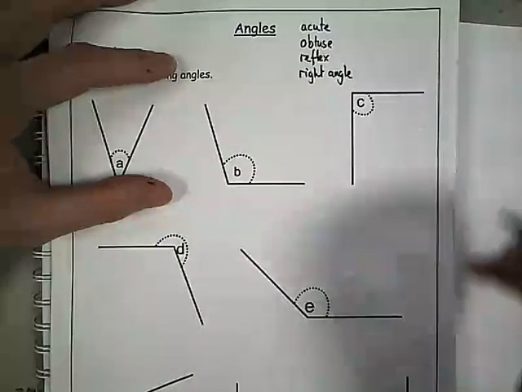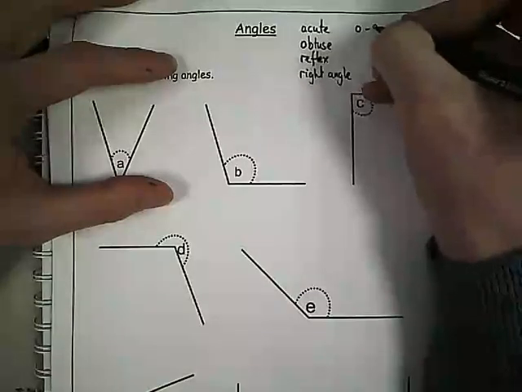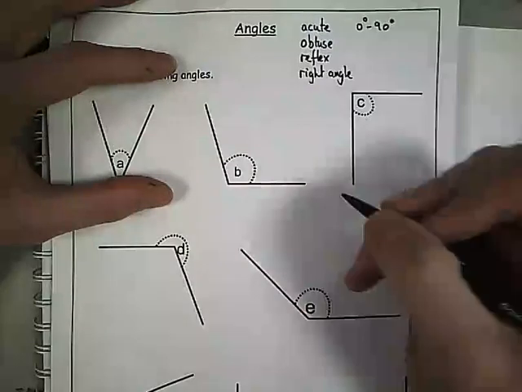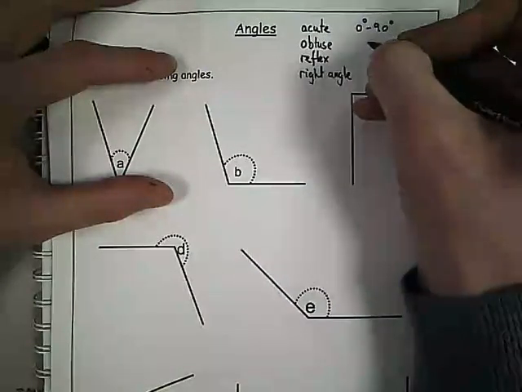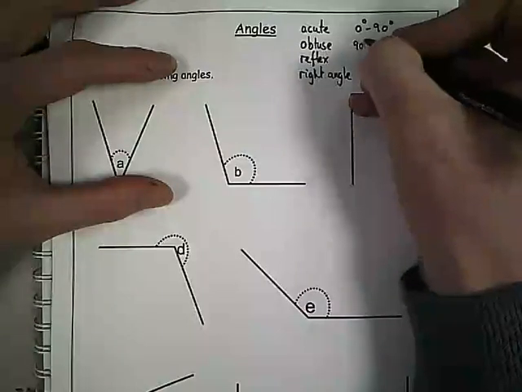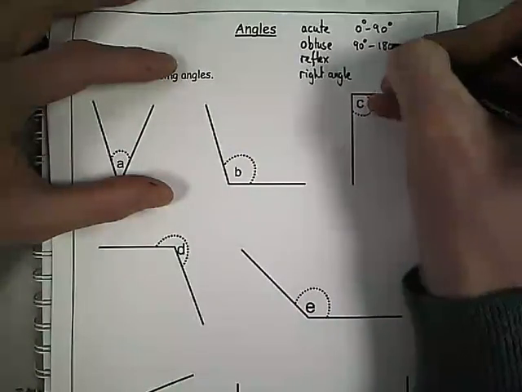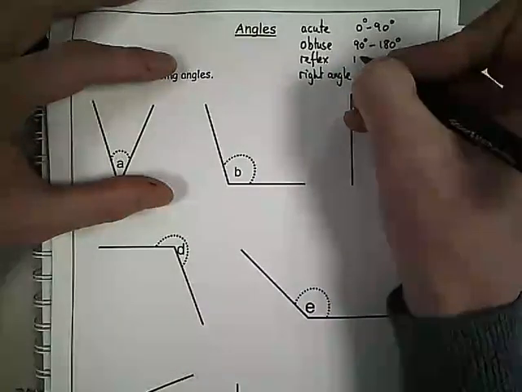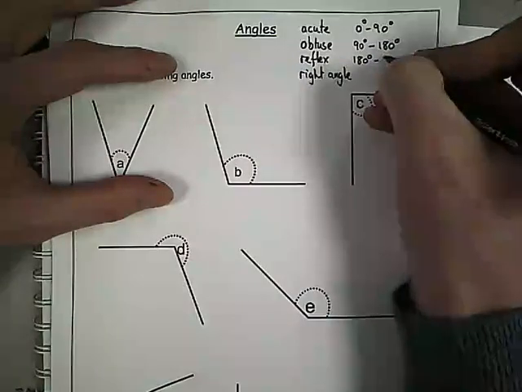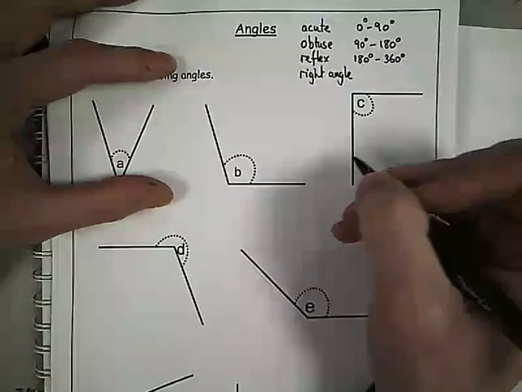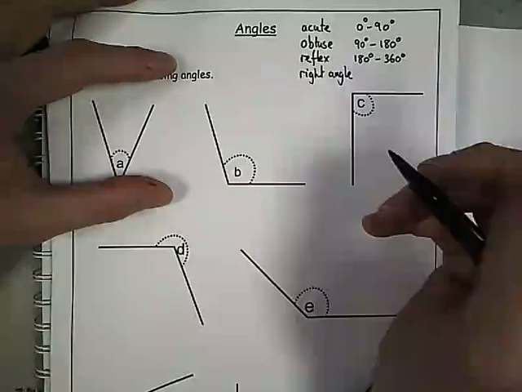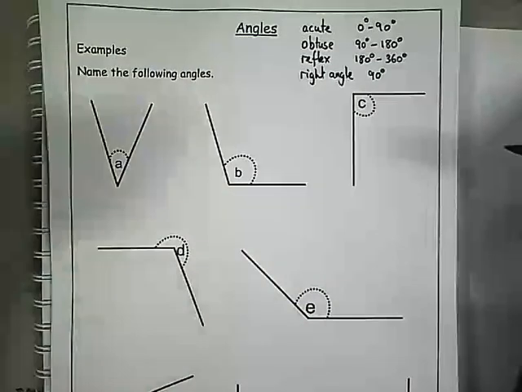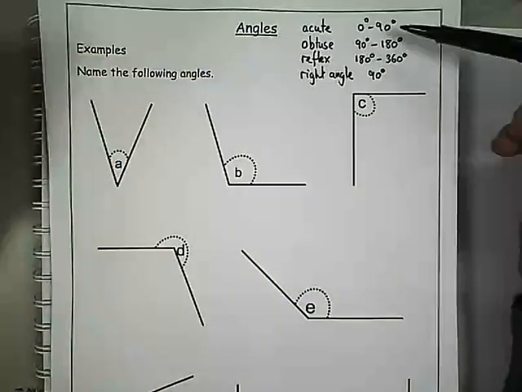So an acute angle has an angle which is between 0 and 90 degrees. Okay, 0 degrees and 90 degrees. An obtuse angle has an angle that's between 90 degrees and 180 degrees. A reflex angle has an angle between 180 degrees and 360 degrees. And a right angle is a specific angle. It has an angle of 90 degrees. And we should know the right angle by now. And hopefully this is just reminding you what these three angles are called.